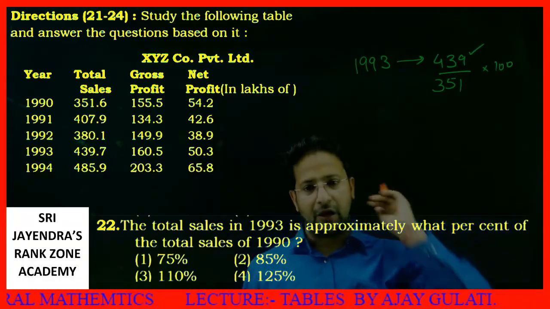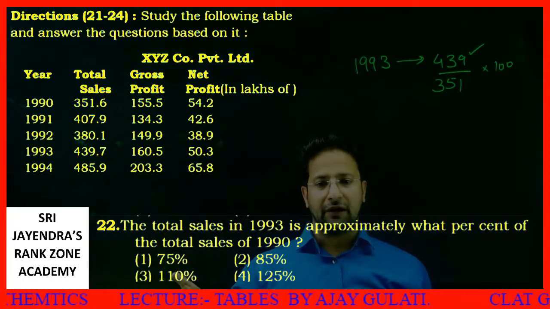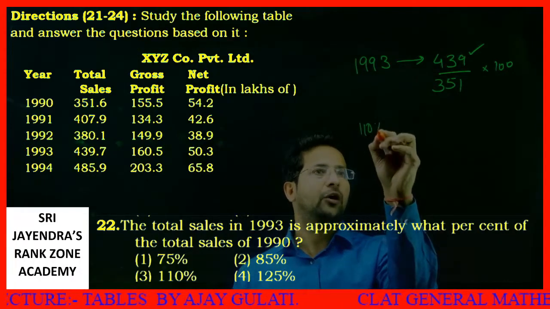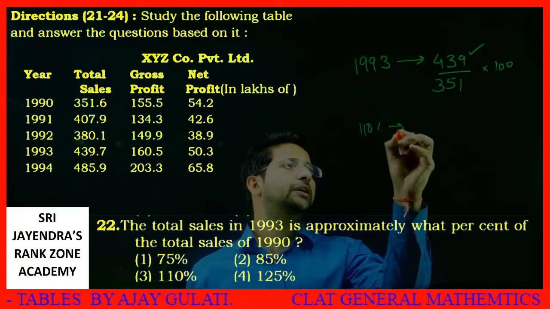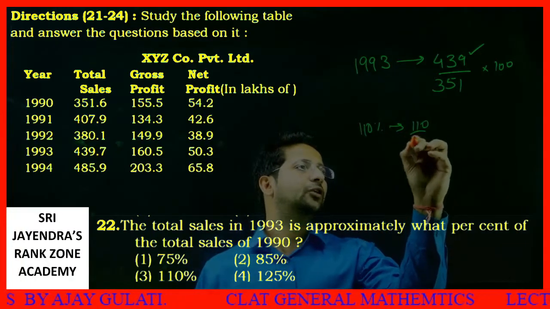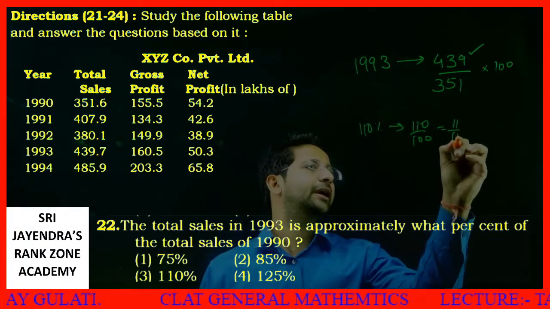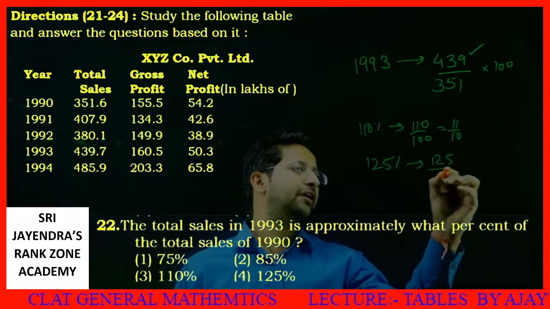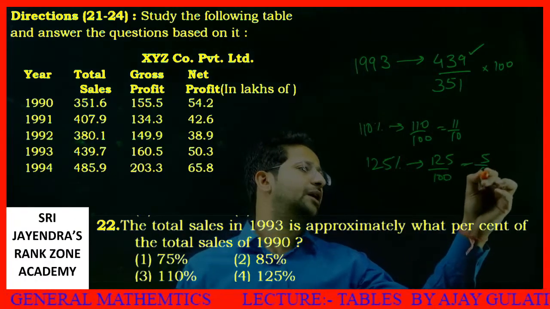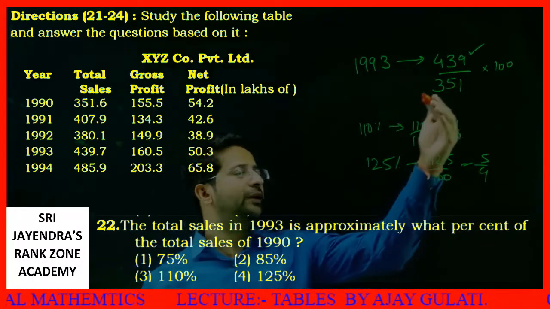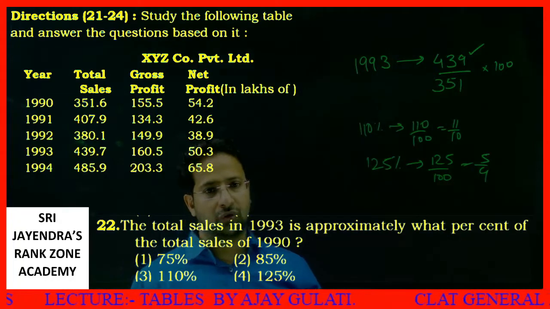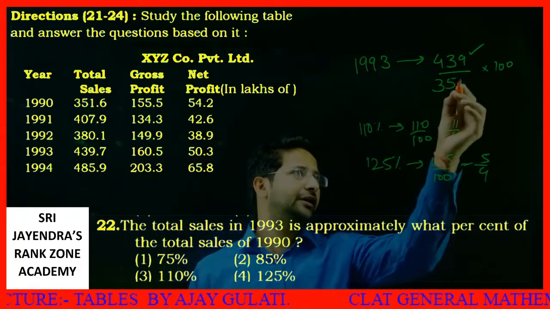Now I have two options, 110 or 125. 110 in percentage terms is 110 by 100, or 11 by 10. If I talk about 125%, it is 5 by 4. To me, this appears as 5 by 4. I'll tell you why.